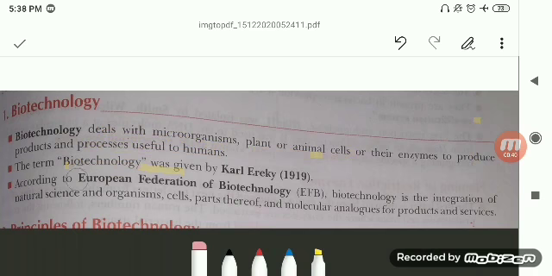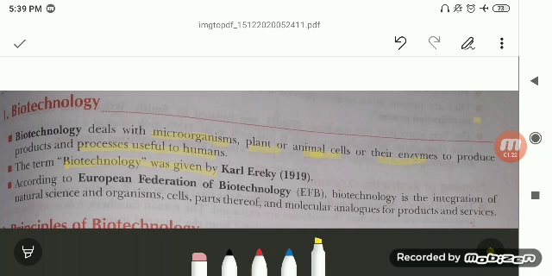As the name indicates, biotechnology deals with microorganisms, plants, animal cells. It is that branch of science which deals with living organisms, it may be microorganisms, plants, animal cells, their enzymes, their strains, to produce products and processes which are useful to human beings or beneficial for mankind. The term biotechnology was given by Karl Ereky in 1919.